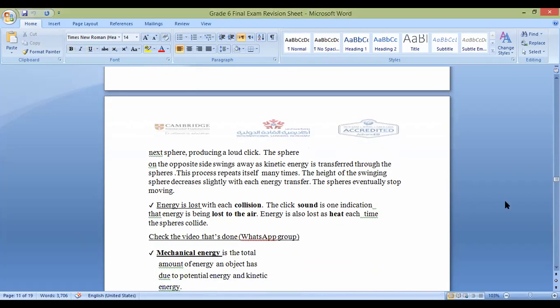Okay. Now energy is lost with each collision. When any one sphere collides with the next one, energy is lost. The click sound is one indication that energy is being lost to the air. Actually, part of this energy is converted to sound energy. When you hear this click, that means energy is converted to another type of energy, which is sound energy, and lost to the air. Energy is also lost as heat each time the spheres collide because of the friction between them. Okay?